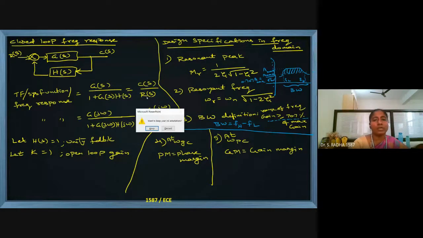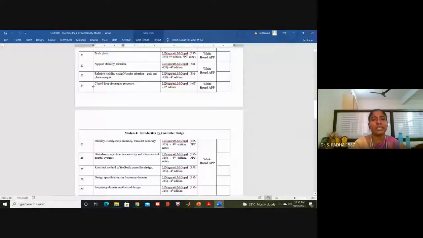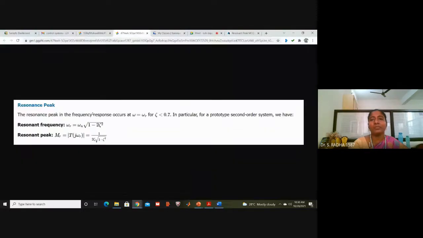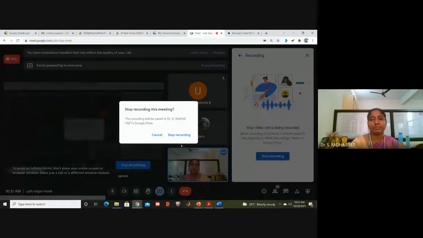So what all we have seen: the theory related to closed loop frequency response, as well as the theory related to frequency domain methods of design, the design specifications in frequency domain. These 2 topics we have seen the theory. Now I will go with formula substitution problems in resonant peak and resonant frequency.